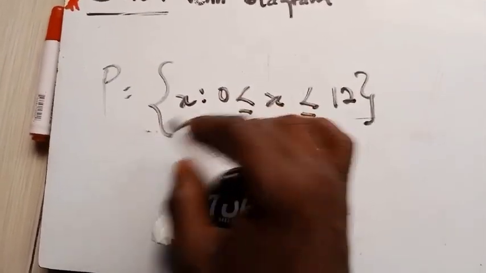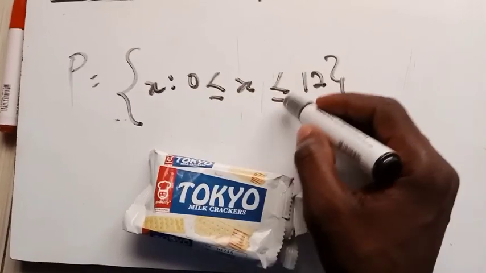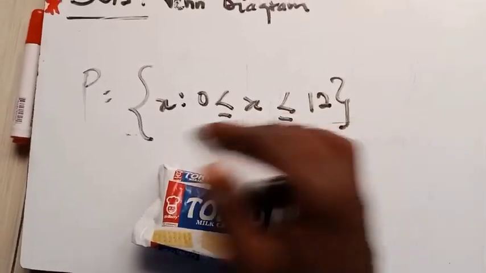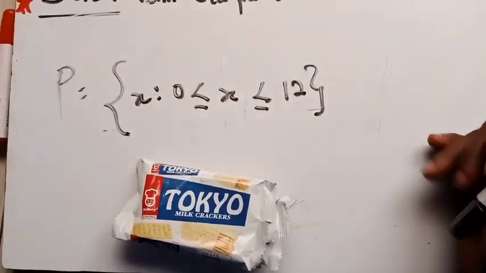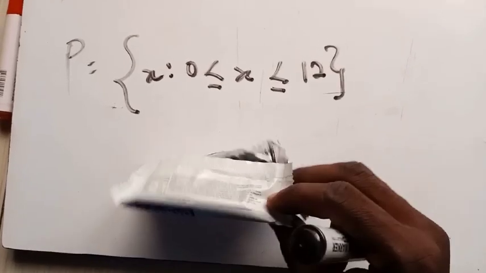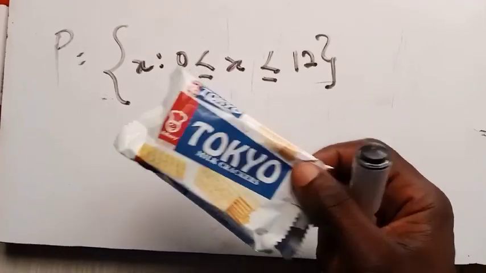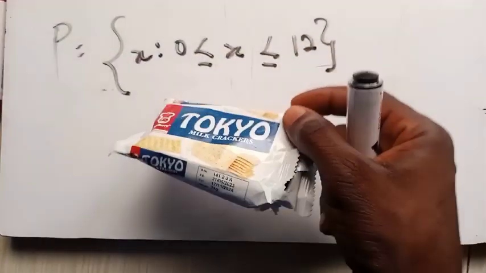If p is equal to s, so that 0 is less than or equal to x, less than or equal to 12, we want to list all the members of this set. Now this is what we are going to list, right? So this is a product, I think a cream cracker product. You can see that, right?